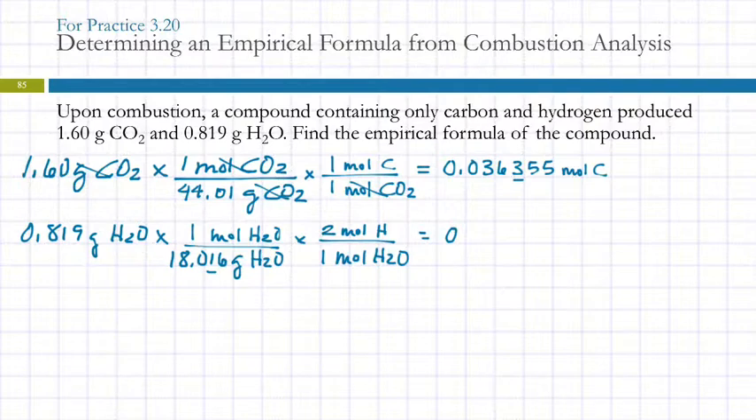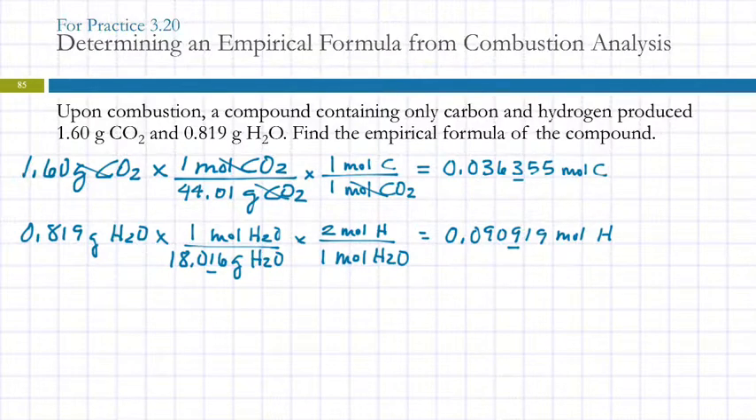And again, 3 significant figures. The initial zeros don't count. 909, there's my 3 sig figs. Keep 2 extras. That's moles of hydrogen. Now we divide by the smallest.